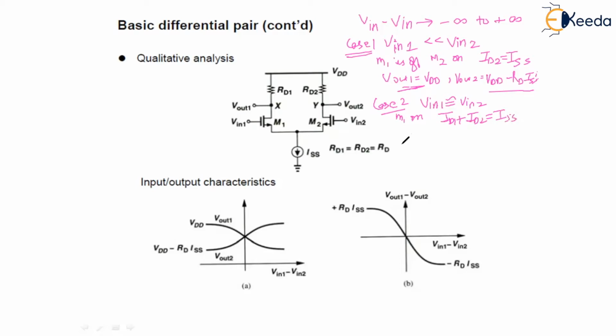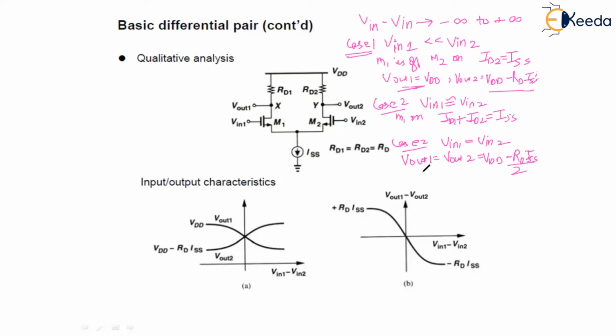Let us say that when they both are equal, Vin1 is equal to Vin2, we have the output voltage Vout1 equal to Vout2, which will be equal to VDD minus the drop, as the current in both the branches will also be equal, and it will be equal to ISS by 2. So Vout2 will be equal to VDD minus the drop in the drain resistance, that is RD ISS by 2, assuming RD1 is equal to RD2.